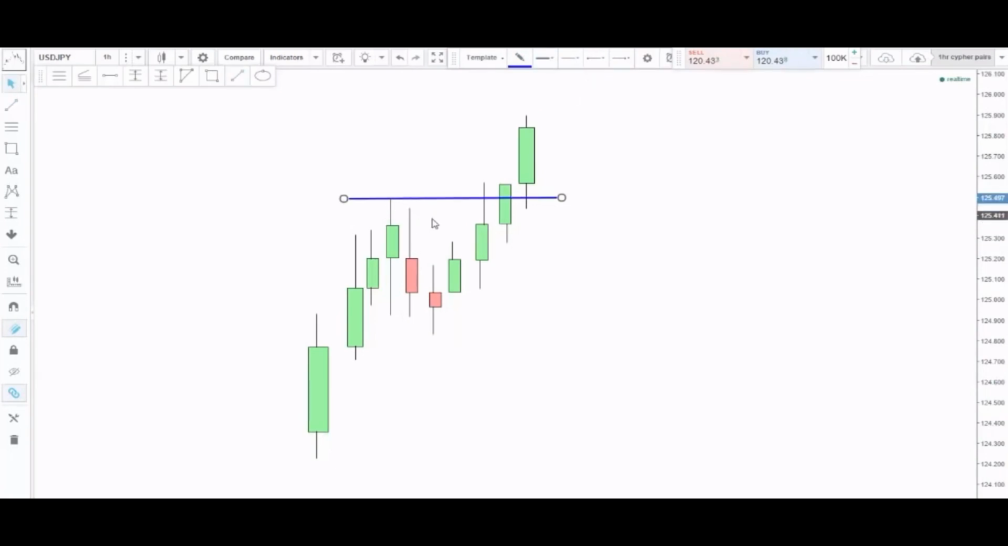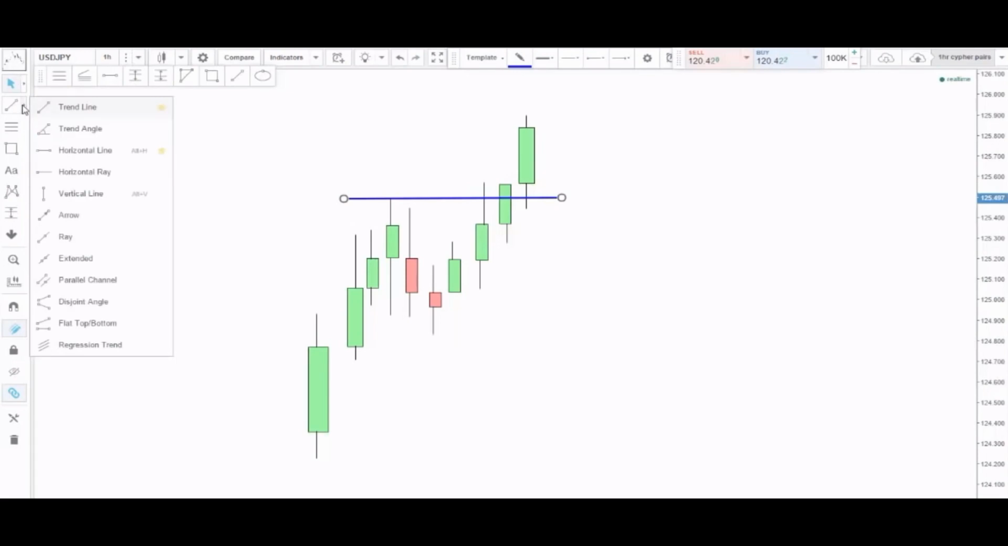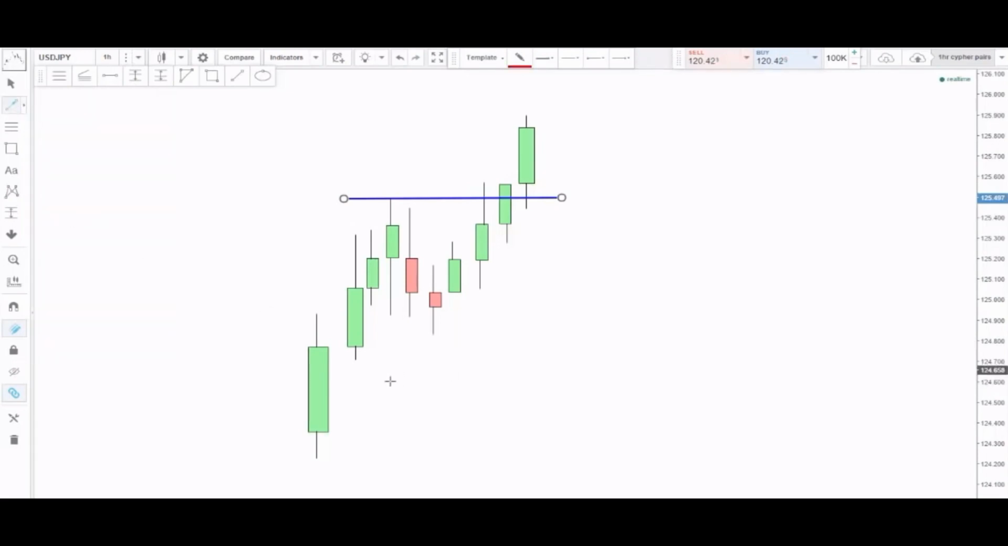And since we broke above and closed above this most previous resistance level, our expectation would be a continuation of bullish momentum, a continuation to the upside before a break below the most previous swing low right here. So what we expect this market to do is to go up further before it comes down and breaks below this most previous swing low.